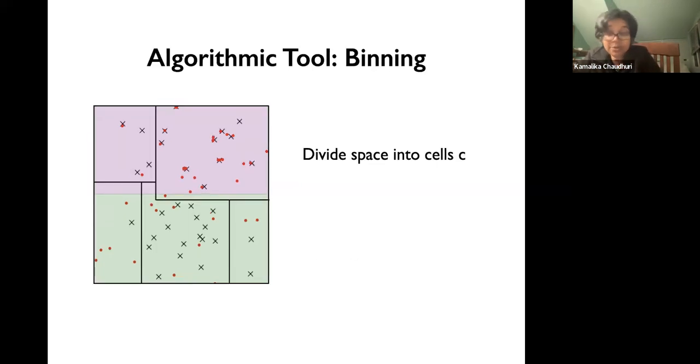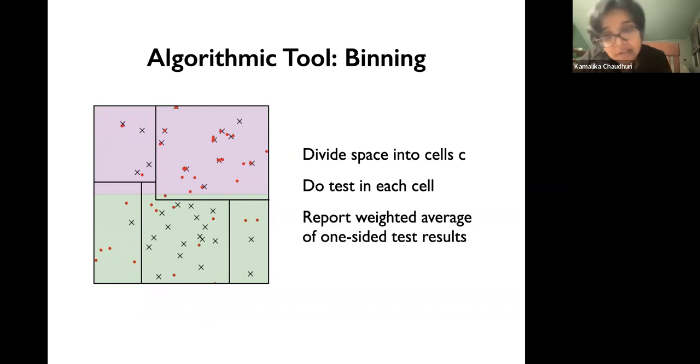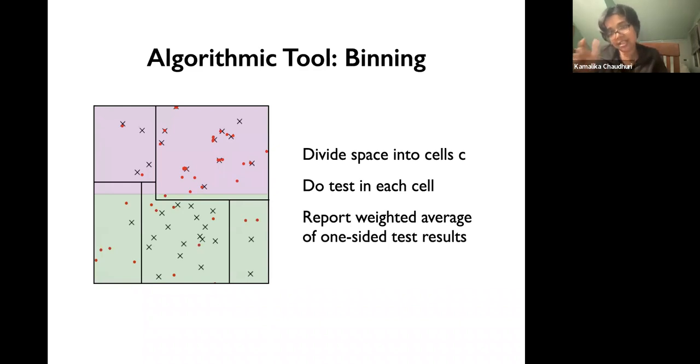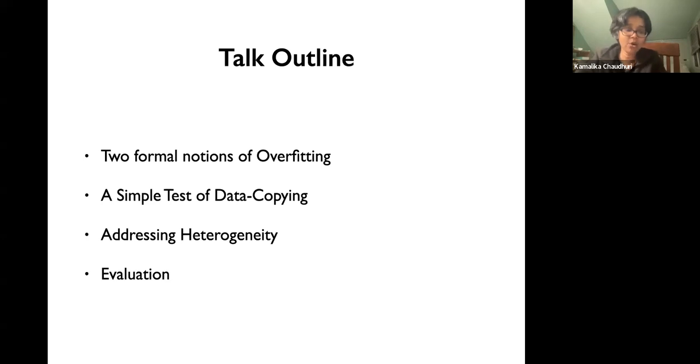So what we did was we used an algorithmic tool, which is used in a lot of standard, classical non-parametric statistics, where we divide the space into cells, right? So we divide this entire space into cells through some clustering. Then we do the test in each cell. We carry out the test. And then finally, we report the weighted average of the one-sided test results. Okay. So we look at this weighted average test score. And if that looks high, then we can go inside each cell and do the test inside each cell to see where things went wrong. Okay. So now we have the test. Now the question is, how does it work and what does it detect?